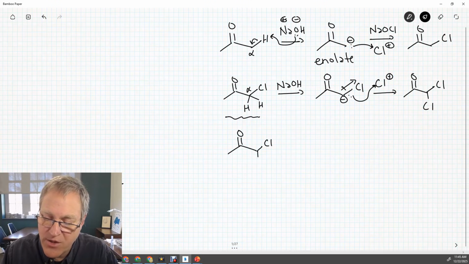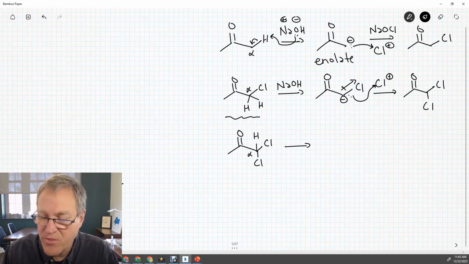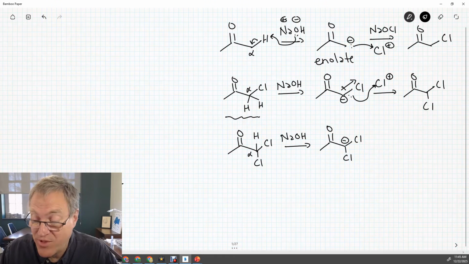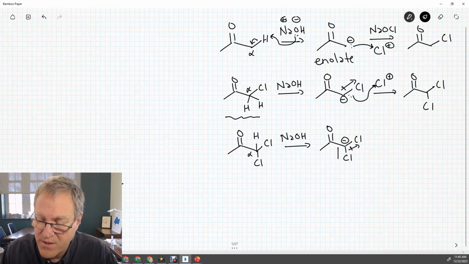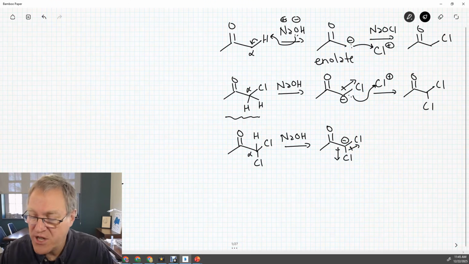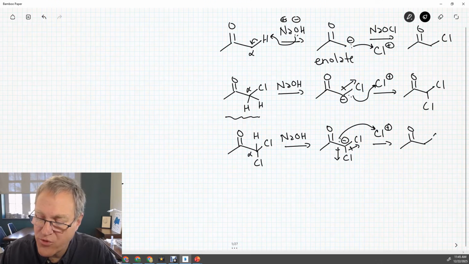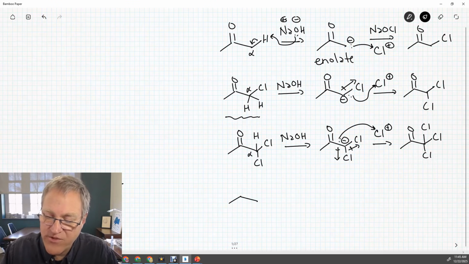Now we have dichloroacetone. We still have one more alpha hydrogen. Sodium hydroxide can deprotonate that to make a new enolate. This enolate is even more stabilized because we have 2 chlorines attached to have a stronger inductive effect. The fate of that enolate is the same. It will react. There's a lone pair of electrons. It will react. And now we have our 3rd chlorine on here. Looking good.